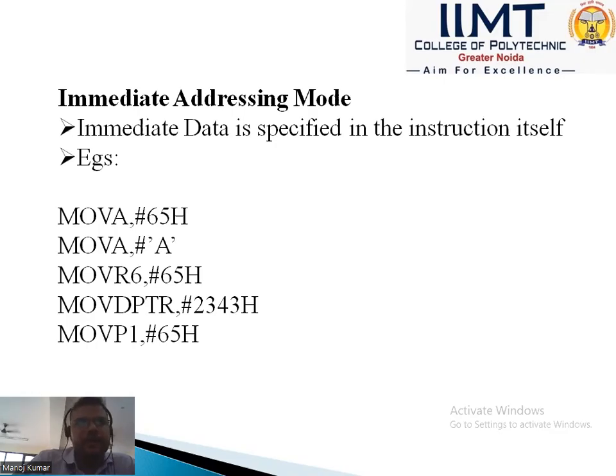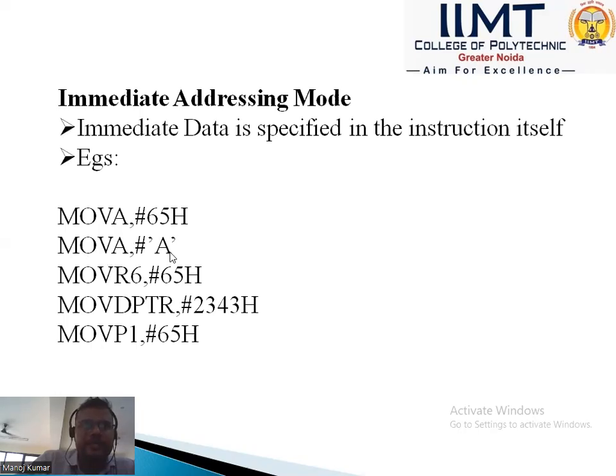Immediate addressing mode. Here the immediate data is specified in the instruction itself. MOV is a command of immediate addressing mode. For example, MOV A, #65H. A is a register, and the data 65H is moved into it. This is the immediate data.